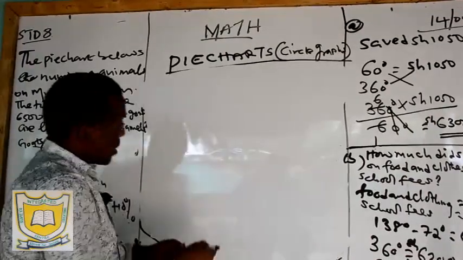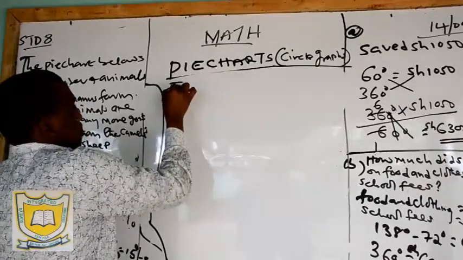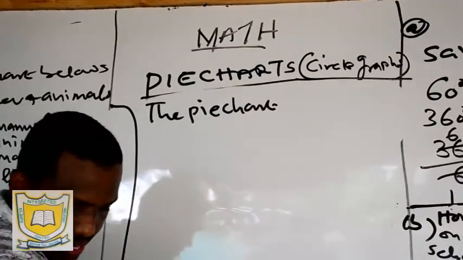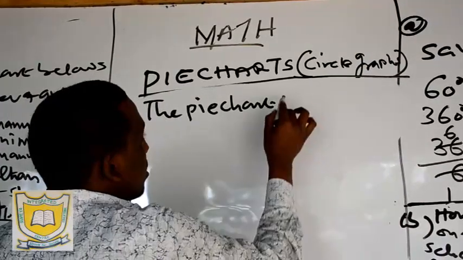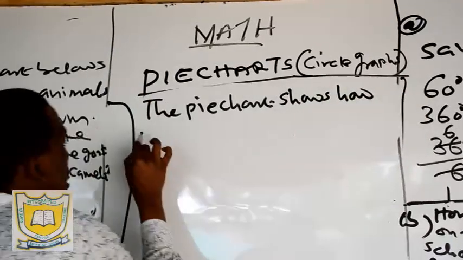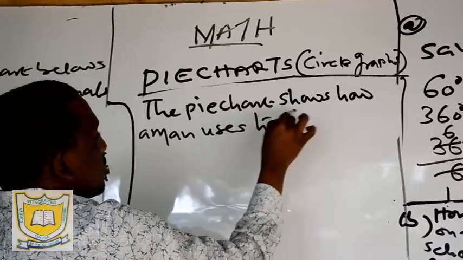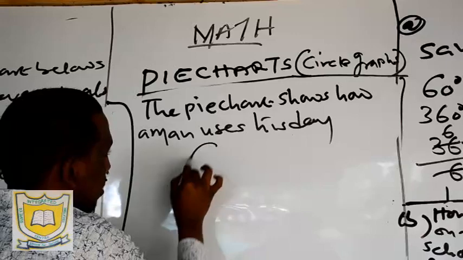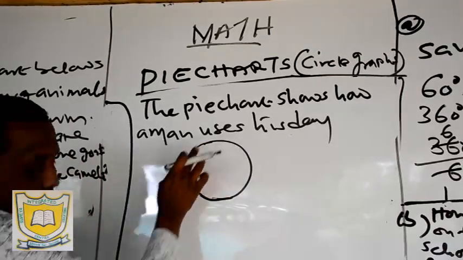The pie chart, another question here. You are told the pie chart below shows how a man uses his day. Then this is the pie chart, the circle pie chart.